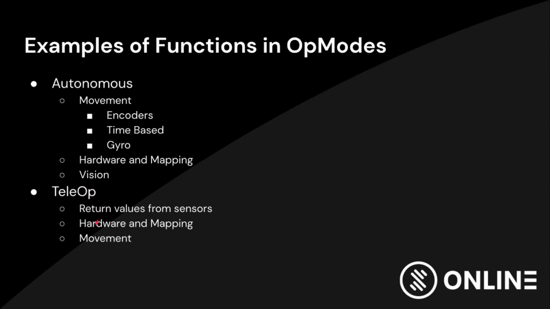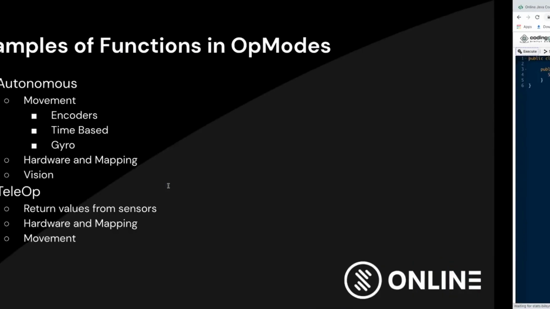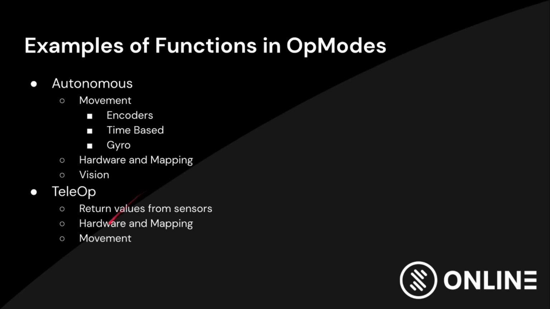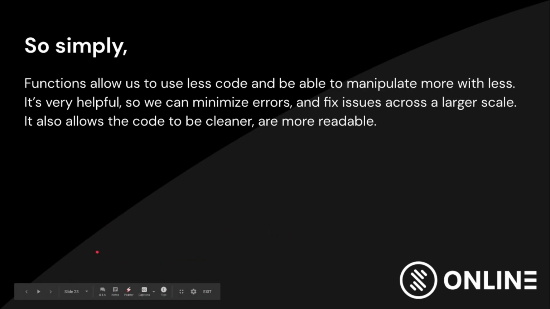And then in TeleOp, you might want to return values from the sensors, which we're going to do with the touch sensor, because writing the get state is so long. And we're going to do hardware mapping as well as movement. So simply, functions allow us to use less code and be able to manipulate more with less. It's super helpful so we can minimize errors and fix issues across a larger scale. It also allows the code to be cleaner and more readable.